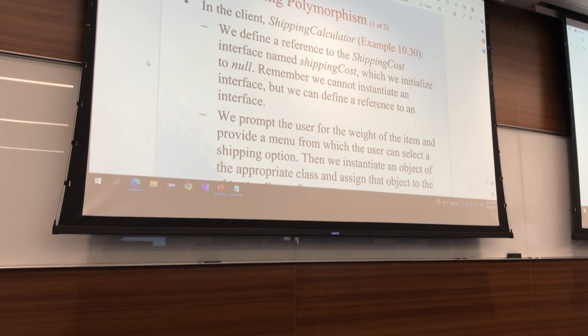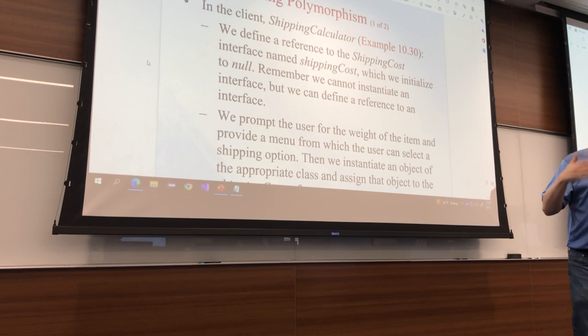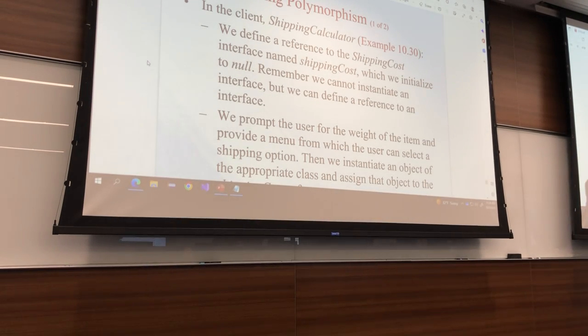So what we do is in the client, we define a reference to just ShippingCosts, just the interface, which is just that simple little one abstract method. When the client says what type of shipping they want, then we can instantiate that kind of class, and we can store it in ShippingCosts, because everything that has a shipping cost should be a subclass of ShippingCosts. So if they want flat rate shipping, I make a new FlatRateShipping and I store it in ShippingCosts. If they want, I don't know, express shipping, I make a new ExpressShipping class and I store it in ShippingCosts. And that allows it to perform polymorphically.